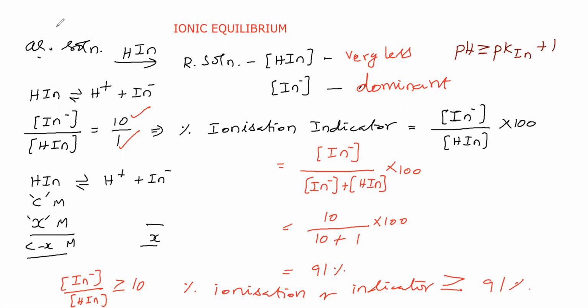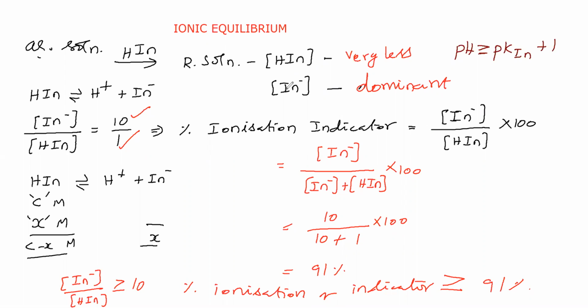Okay, so this aqueous solution pH is coming under this category, that is, pH greater than or equal to pK indicator plus 1. Then in the resultant solution, the equilibrium concentration ratio comes under this category, and the percentage ionization of indicator as well. Then in the resultant solution, In minus concentration will be dominant, whereas the unionized form concentration will be very less. Therefore, the resultant solution will exhibit the color of In minus.